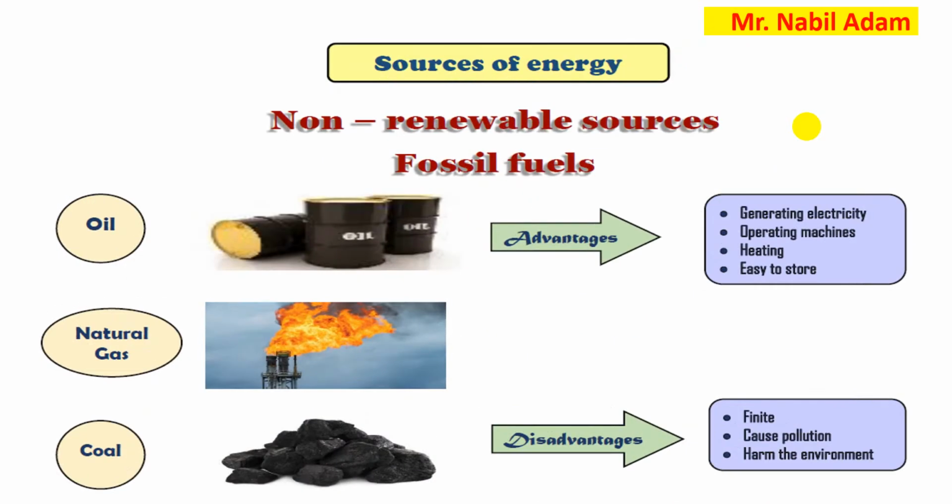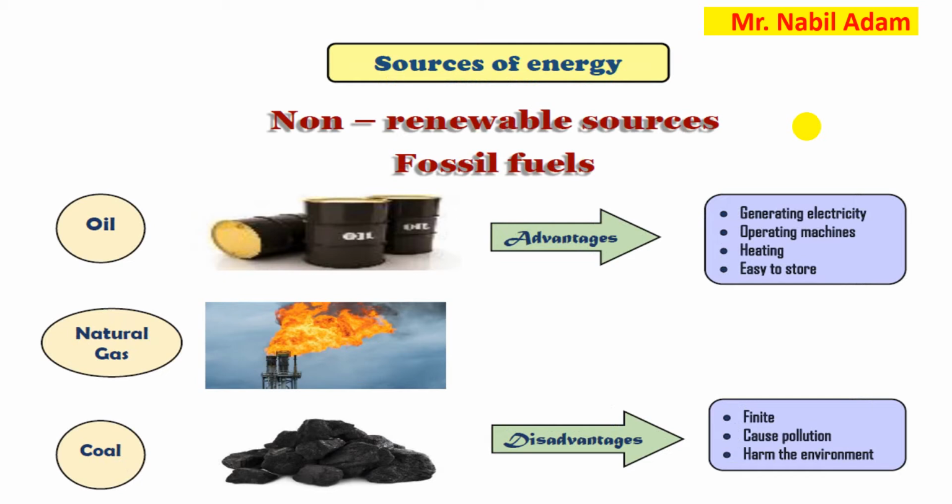This diagram shows sources of energy. As we know, there are non-renewable sources of energy and renewable sources of energy. Non-renewable sources of energy are called fossil fuels. Like what? Oil, natural gas, and coal.